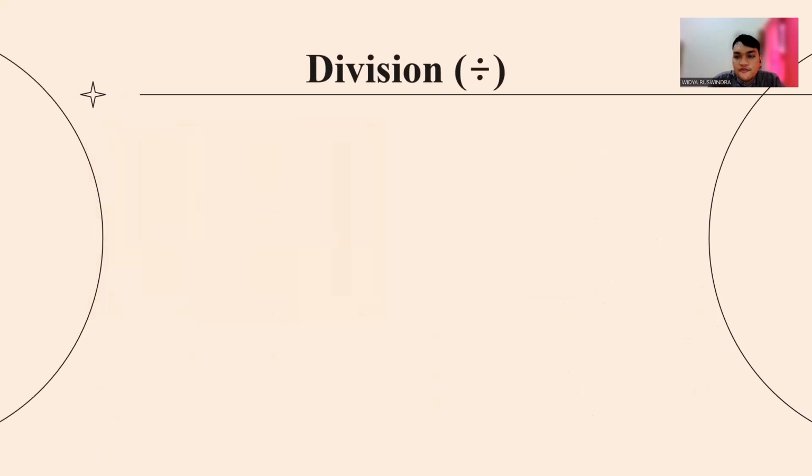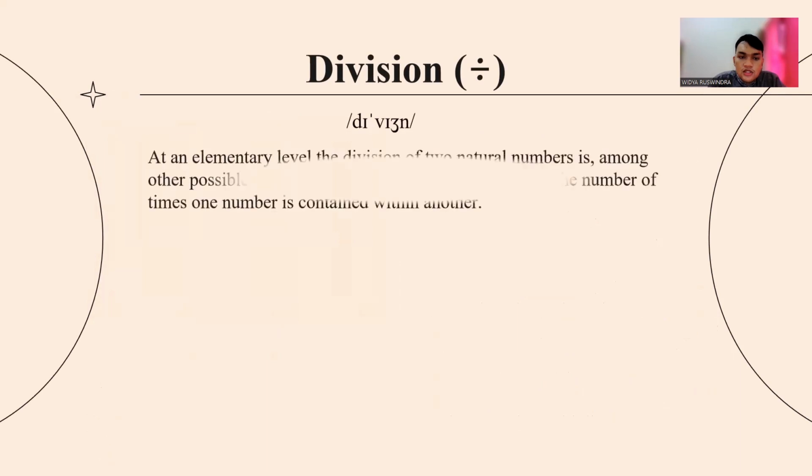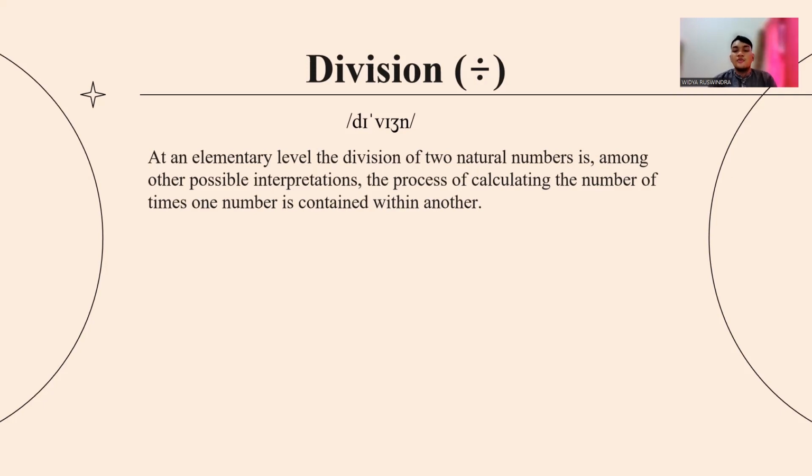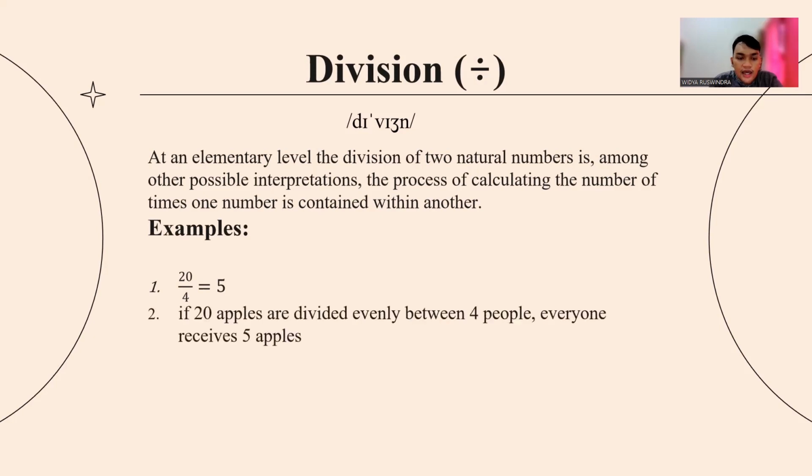Okay, next vocabulary is division. This is the symbol of division. This is the pronunciation. At an elementary level, the division of two natural numbers is, among other possible interpretations, the process of calculating the number of times one number is contained within another. For example, 12 divided by 4 equals 3. And a second example: if 12 apples are divided evenly between 4 people, everyone receives 3 apples.